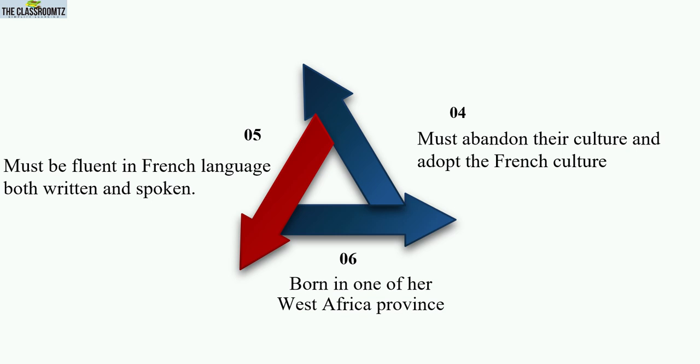Born in one of our West African provinces. If you're born in or coming from those four provinces I mentioned before, Senegal, Dakar, Gorée, Saint Louis, and Rufisque, then you can be assimilated. It means that if you're coming from outside those provinces, you cannot be assimilated. These were the conditions set by France to assimilate Africans, from Africans to French citizens.